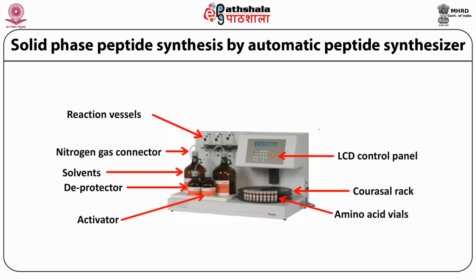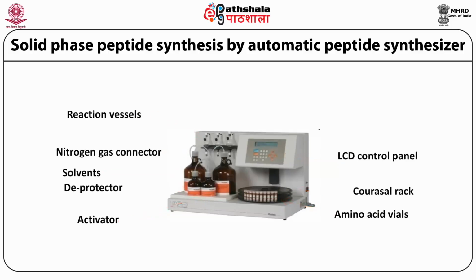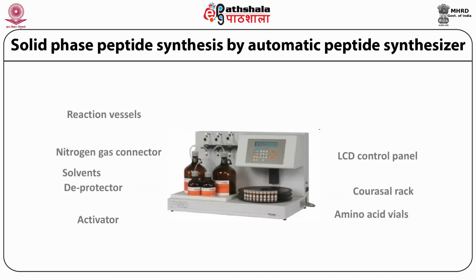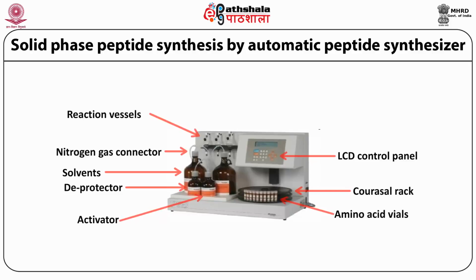This is the nitrogen gas connector which is connected to the nitrogen gas cylinder. All the procedures take place through this nitrogen gas. This is the bottle which contains the solvent, DMF, for the reaction. This is the bottle which contains the deprotector, piperidine, to deprotect Fmoc. This is the bottle for the activator which contains N-methylmorpholine, which activates the C-terminal of the amino acid before coupling.